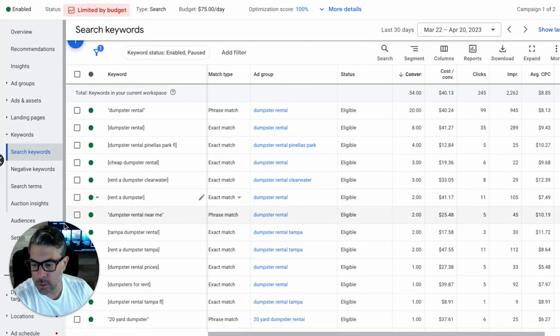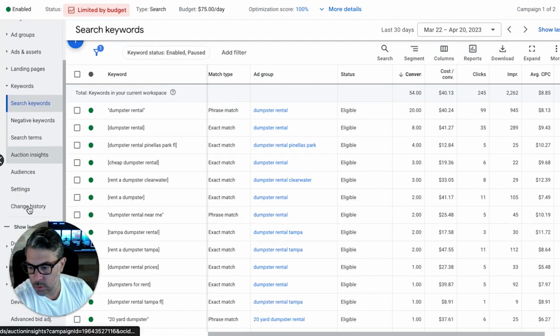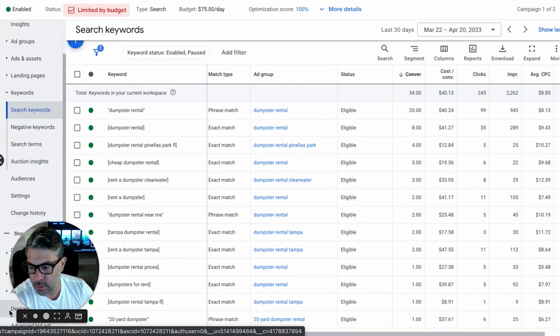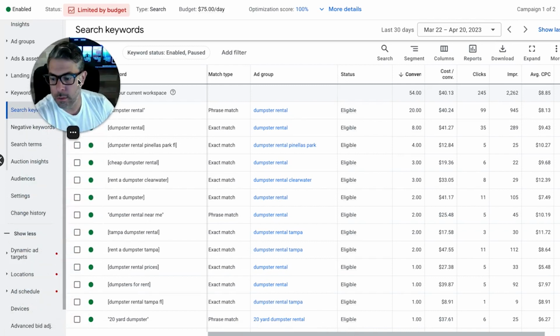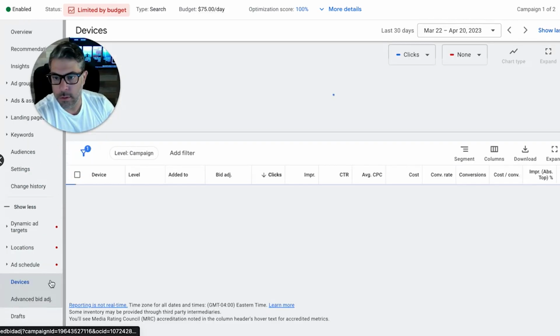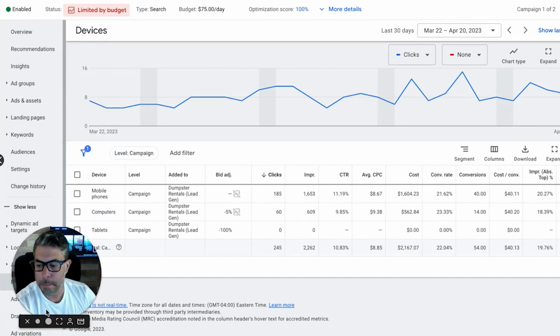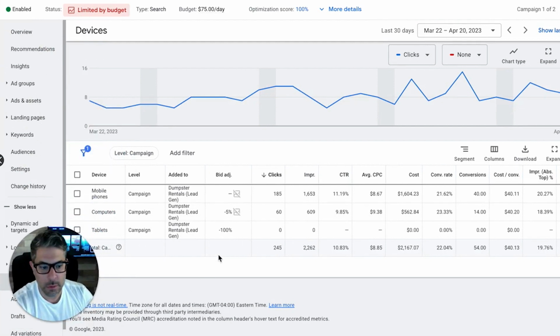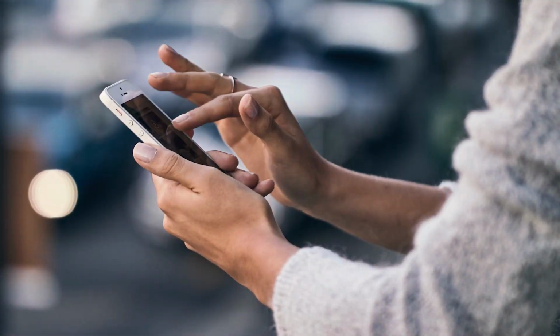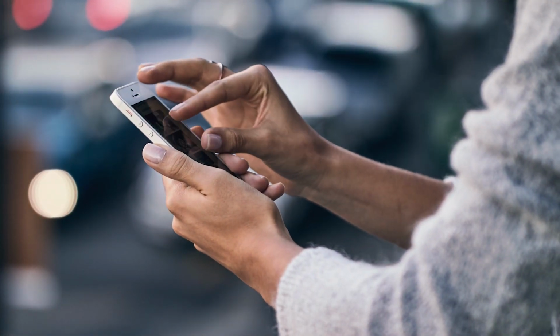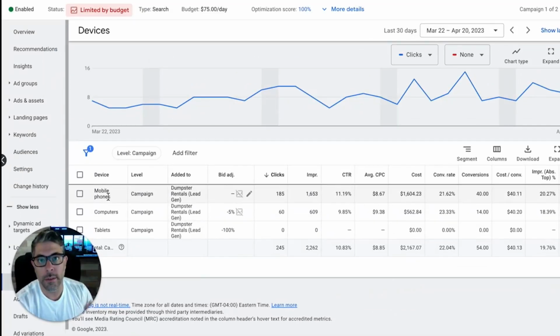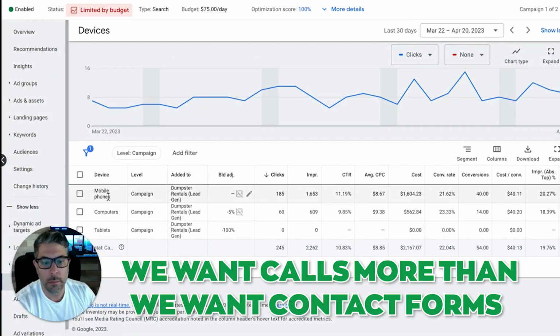Now, if we go into devices, let's actually see where all this traffic's coming from. Let me move my head. There we go. All right. So as suspected, a massive majority of the leads are from cell phones, which is what we want. We want cell phone. We want calls more than we want contact forms.